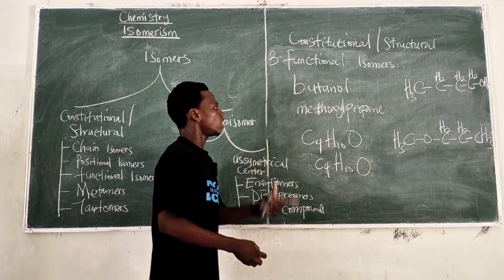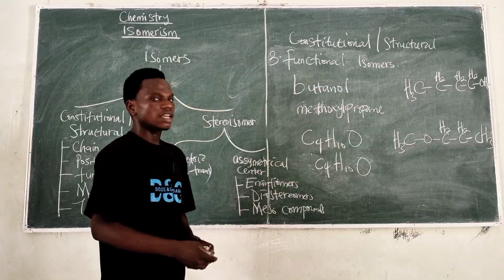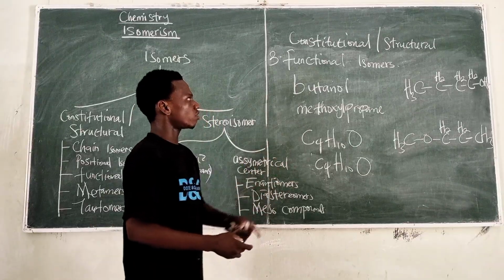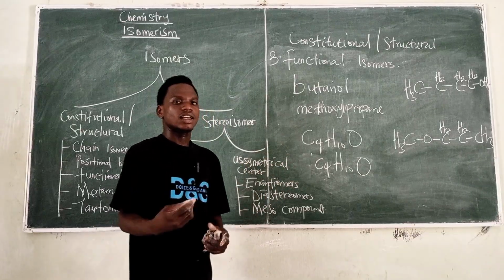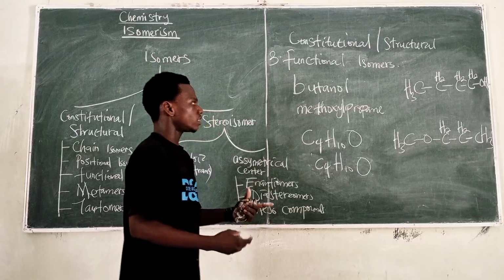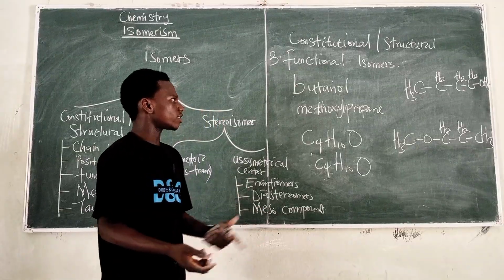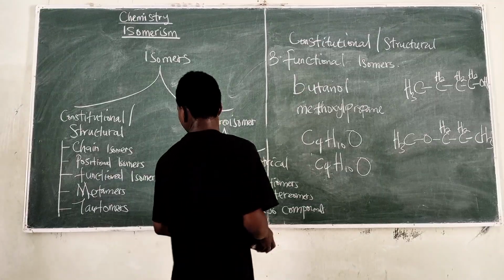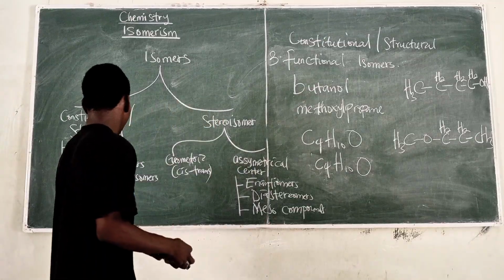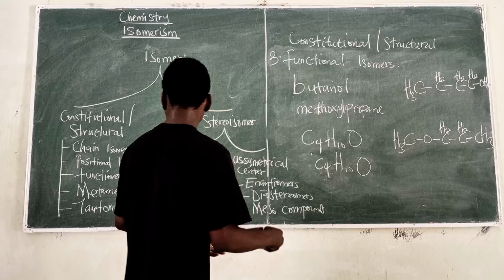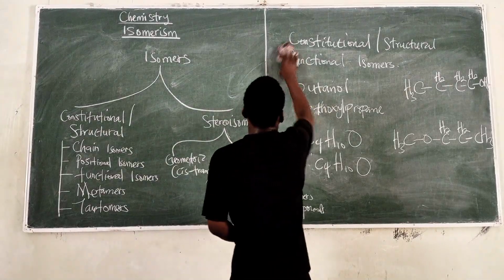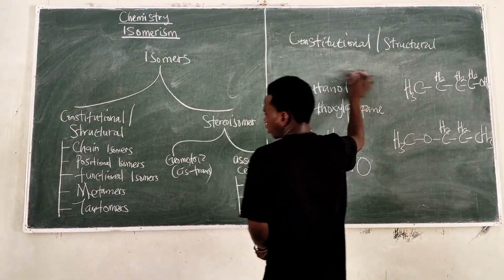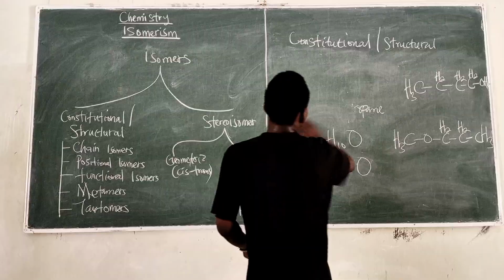Like I said before, alcohols exhibit functional isomerism with ethers, carboxylic acids with esters, and alkanes with alkanols. So we'll be looking at the next type of constitutional isomers, which is metamers.